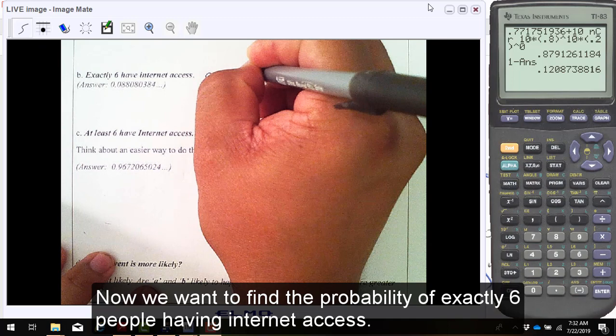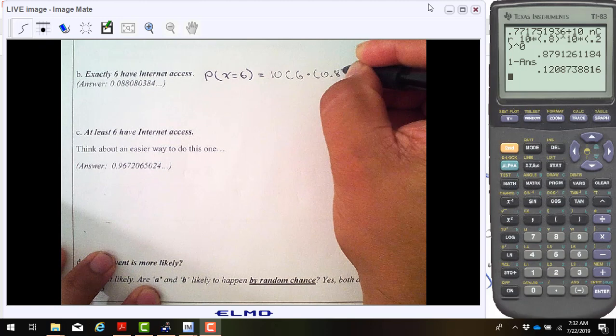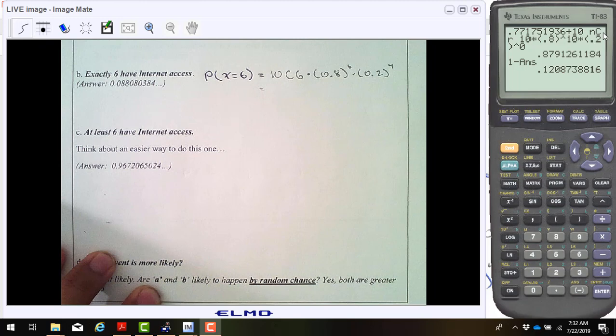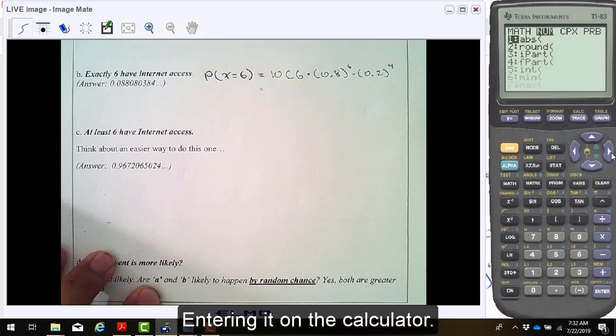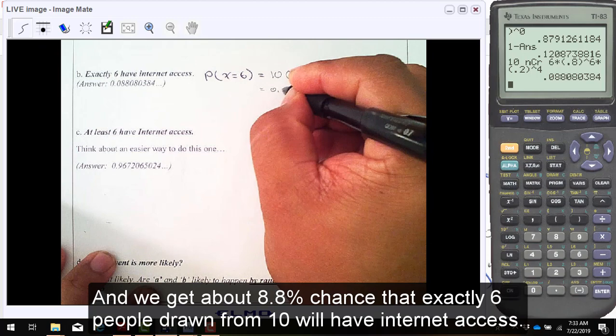Now we want to find the probability of exactly 6 people having internet access. Entering it in on the calculator. And we get about 8.8% chance that exactly 6 people drawn from 10 will have internet access.